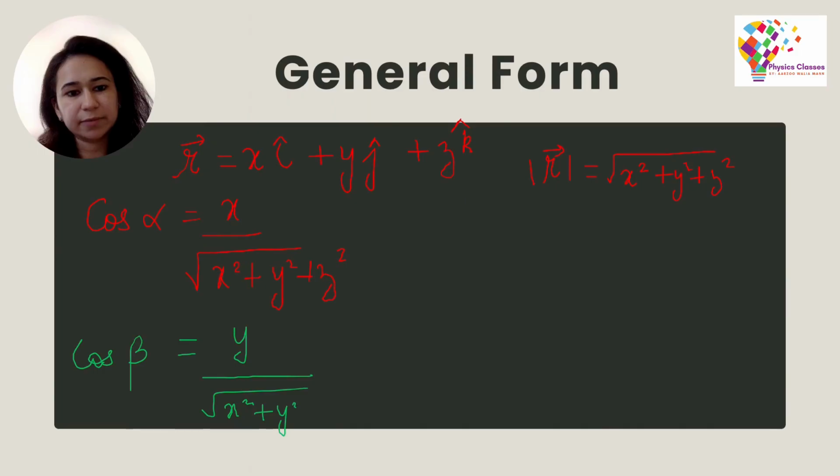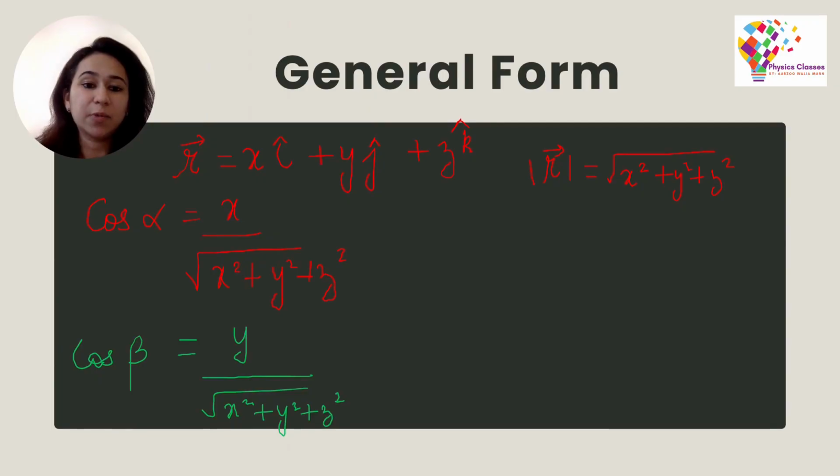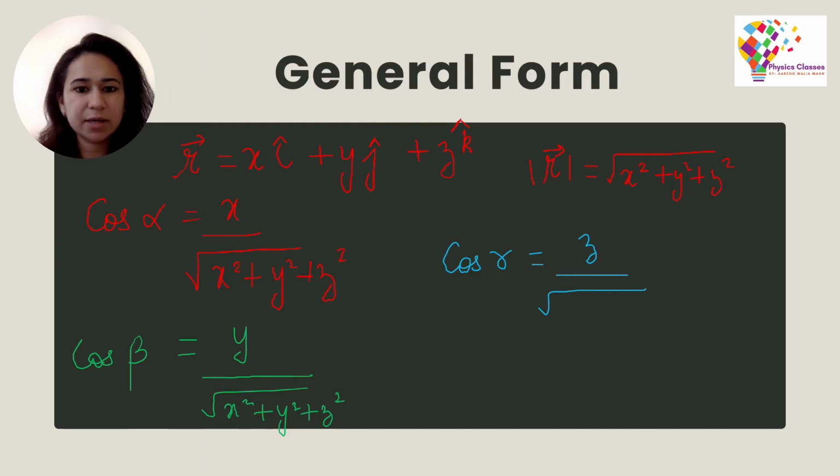I can also write the angle that is made with the z-axis, which is going to be cos gamma, and that would be equal to z divided by root of x square plus y square plus z square. So that respective component divided by the magnitude. How we get this is actually pretty easy. Let me explain the same thing in terms of just the x-axis. Let's say this is my x-axis, this is my y-axis, and I have a vector like this making an angle alpha here.